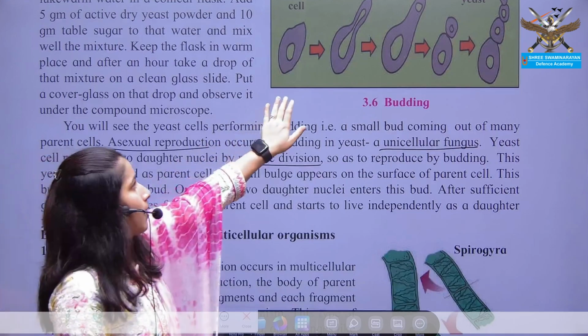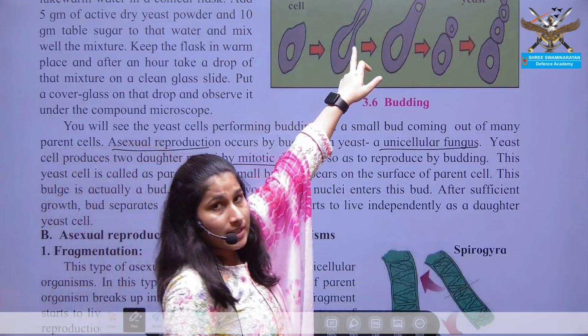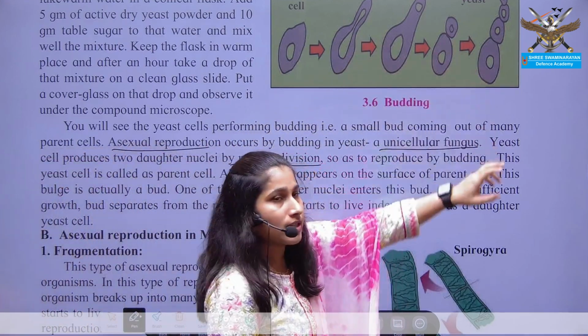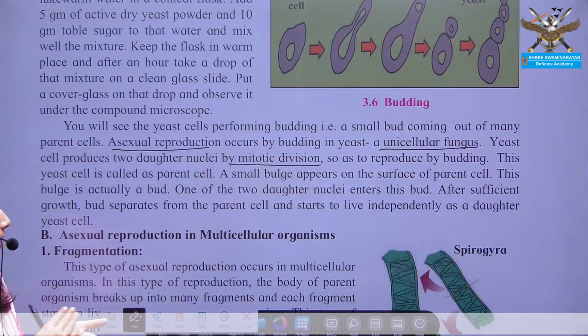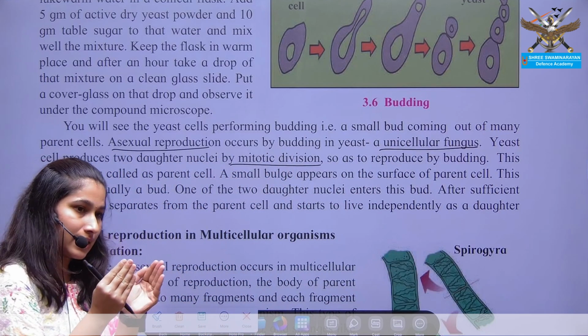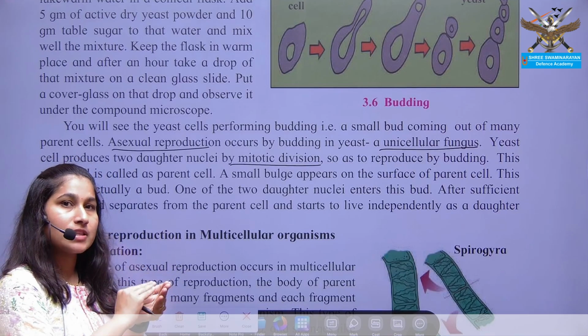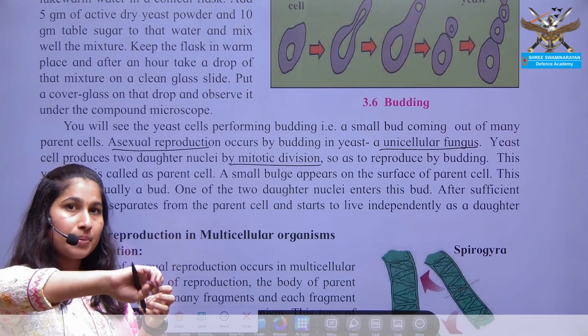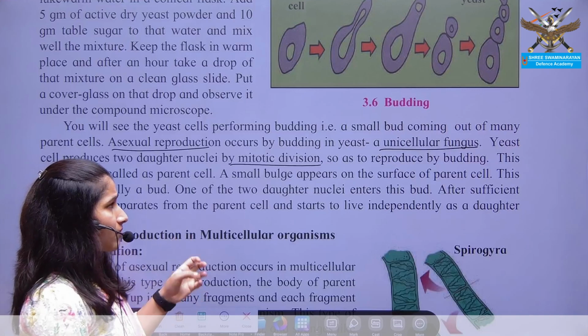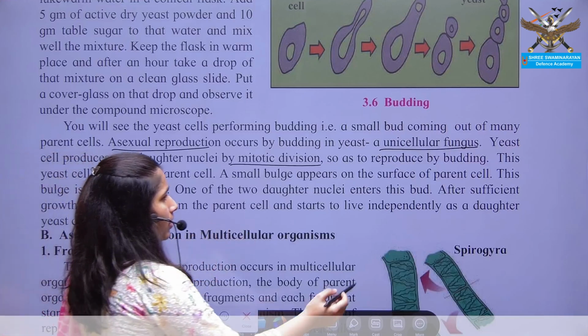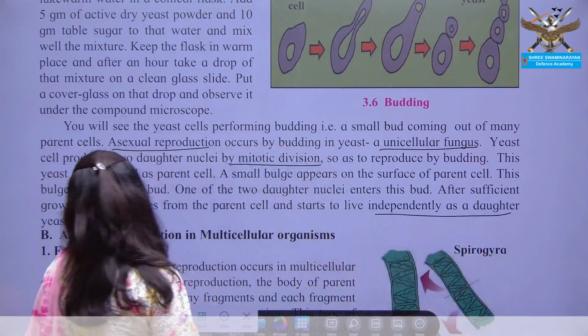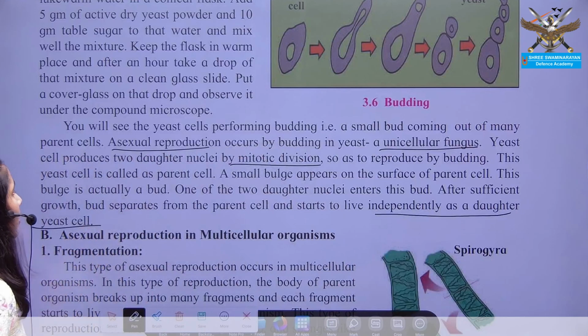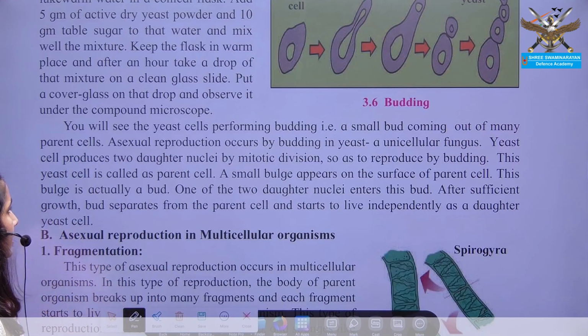Once this nucleus divides by the process of mitosis, then a bud forms, and as the nucleus separates there is bulging. Once the bulging is seen, it slowly separates the new daughter, and an independent daughter yeast cell is acquired.